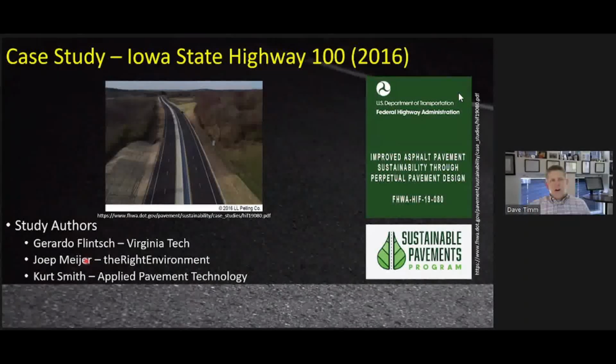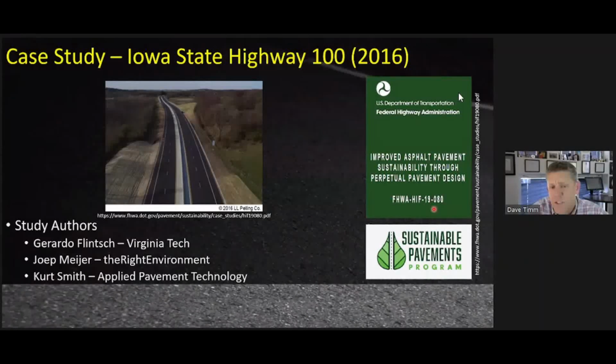And finally, I want to talk about this case study that was done in 2016. The study authors were Gerardo Flintsch from Virginia Tech, Jolt Meijer from the Wright Environment, and Kurt Smith from ApTech, and you may know these people. This was the project that I mentioned earlier that was one of the Balanced by Design award winners. It's Iowa State Highway 100, and you can read more about it in this FHWA document. I've got the source here, but if you look for that document, you'll find it.